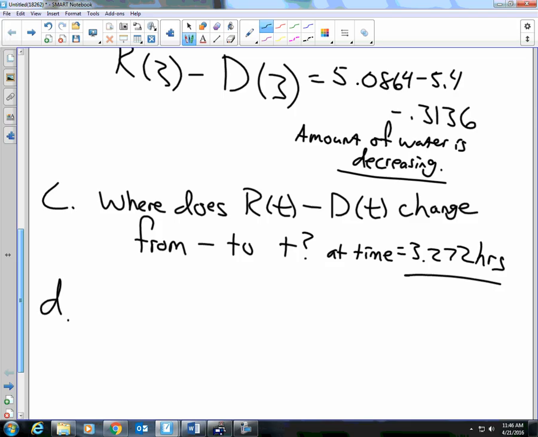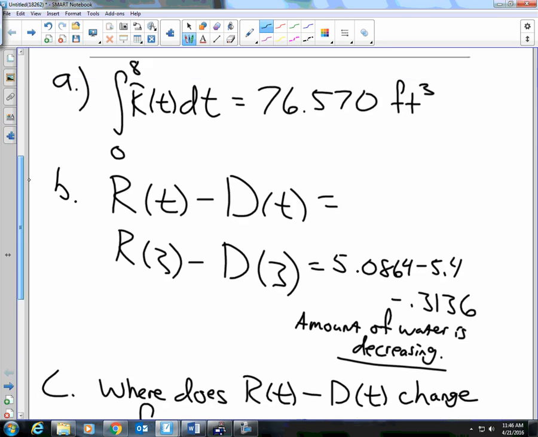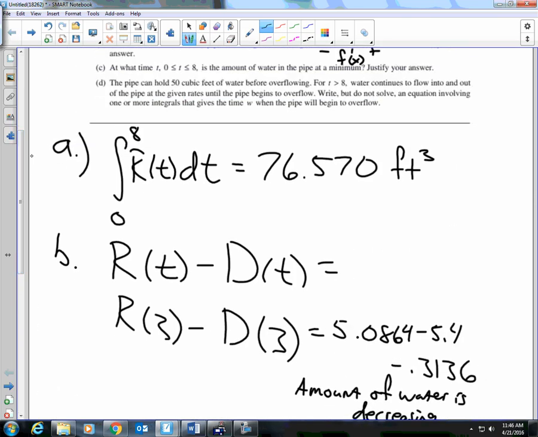Finally, question D. Question D is challenging for you to set up. Once you see it once, you'll be more likely to get it when we look at these problems in the future. But don't be surprised if you're a little confused when we look at it right now. So the pipe can hold 50 cubic feet of water before overflowing. How much does it have at time 0? 30. So how much more can it get?